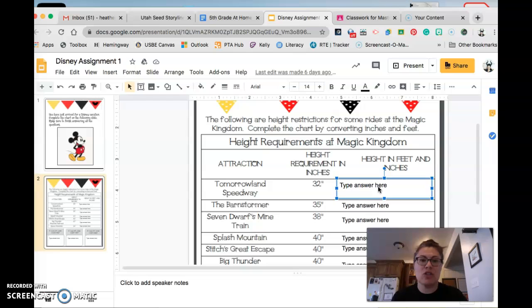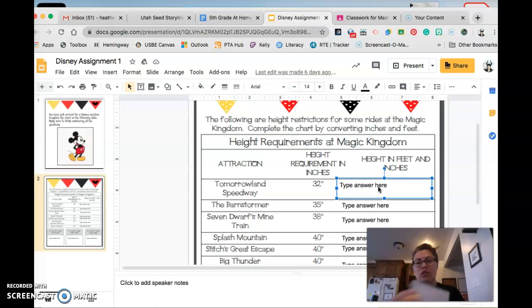So let's look at the instructions. The following are height restrictions for some of the rides at the Magic Kingdom, aka Disneyland. Complete the chart by converting inches into feet. So we need to know one big piece of information. How many inches are in 1 foot? If you said 12, you are correct. So we are going to look at this and we're going to do the problem.